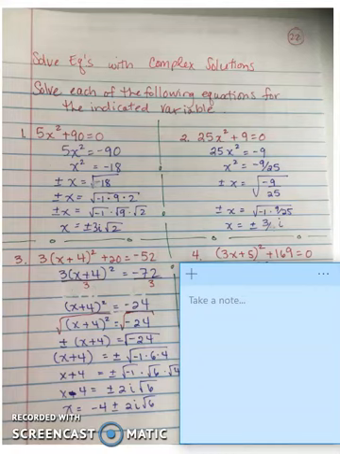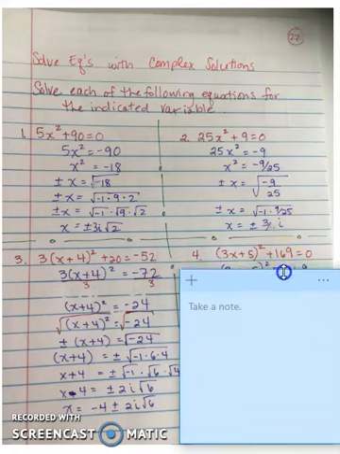Number 4, go ahead and pause the video, see how far you can get on your own. So step 1 is going to be subtract 169 from both sides.